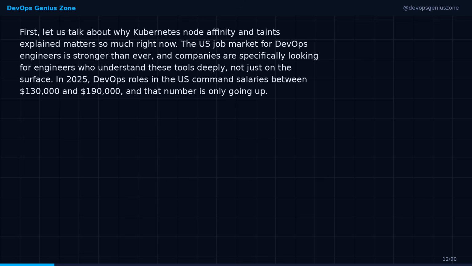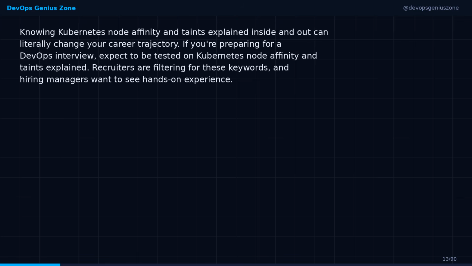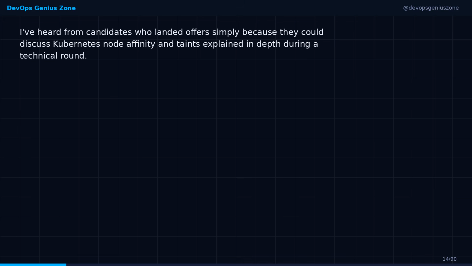If you're preparing for a DevOps interview, expect to be tested on Kubernetes Node Affinity and Taints Explained. Recruiters are filtering for these keywords, and hiring managers want to see hands-on experience. I've heard from candidates who landed offers simply because they could discuss Kubernetes Node Affinity and Taints Explained in depth during a technical round. It's not just about passing an interview, either. Once you're in the role, Kubernetes Node Affinity and Taints Explained is one of those areas where depth of understanding directly shows up in your day-to-day work.